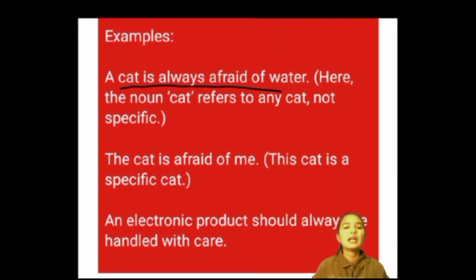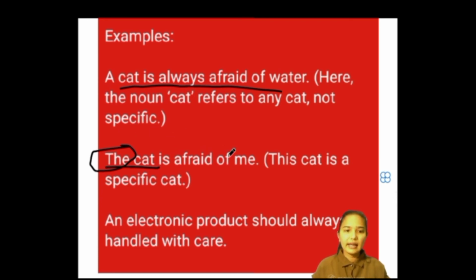The second one is: the cat is afraid of me. Okay, means here we are talking about a particular cat. That's why we are using this article here. It's a particular cat which is afraid of you.